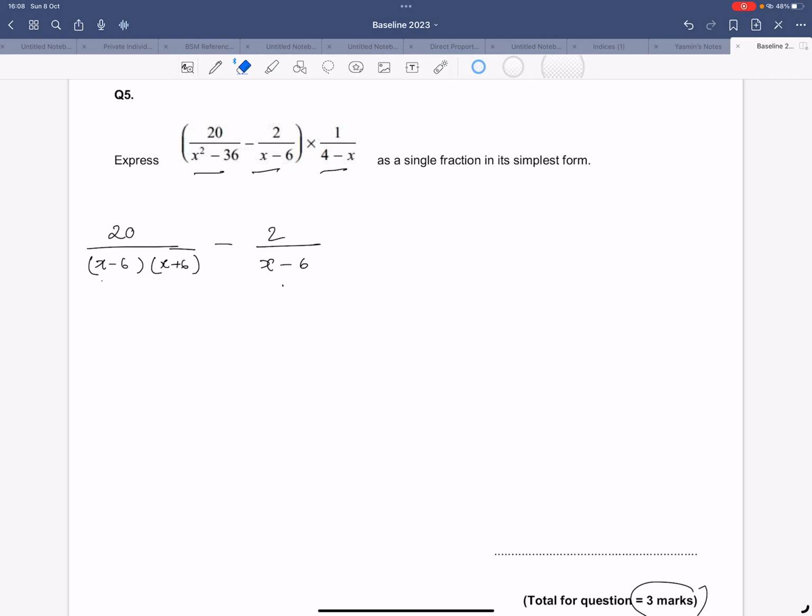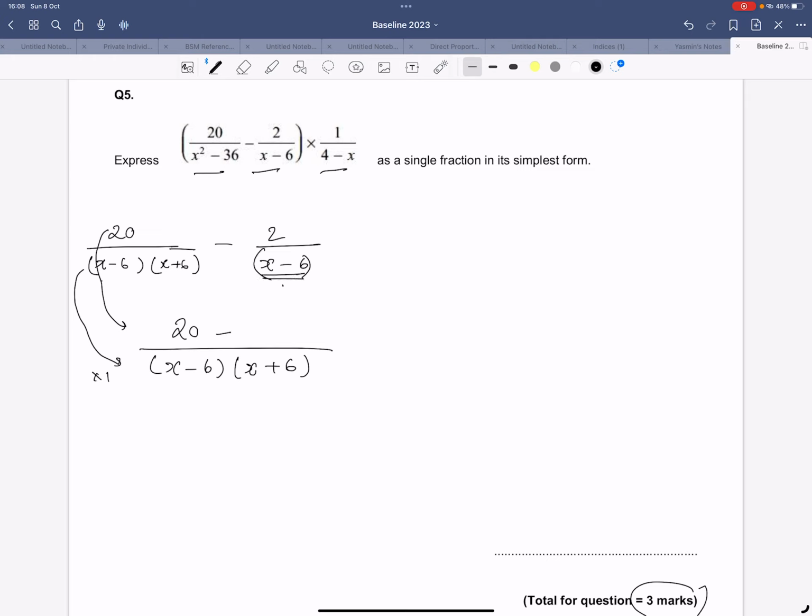Okay, so let's collect like terms. Over, so what I'm going to do is I'll take the highest common factor between them. That's going to be x plus 6 and this one. Clearly going from here to here I times by 1, so from here to here I'm going to times by 1, that'll be 20, minus, here it's x minus 6. If I cover the x minus 6, what am I left with? X plus 6. So this is like saying times it by x plus 6, right? So whatever I do on one side, do the other side as well. So I'm going to times it by x plus 6.